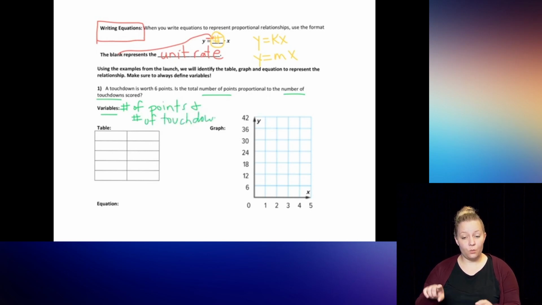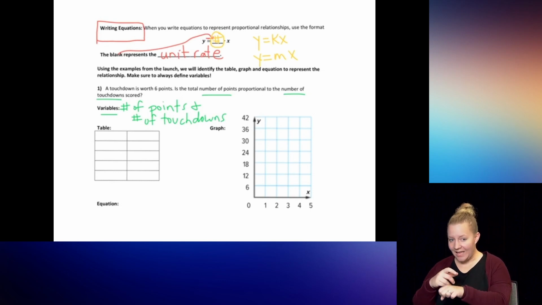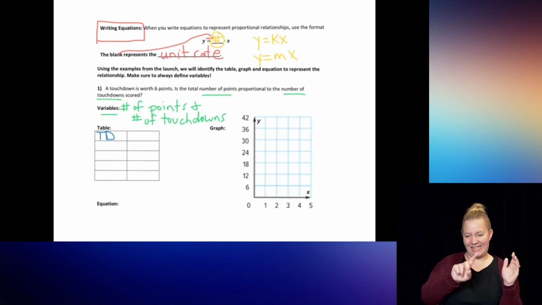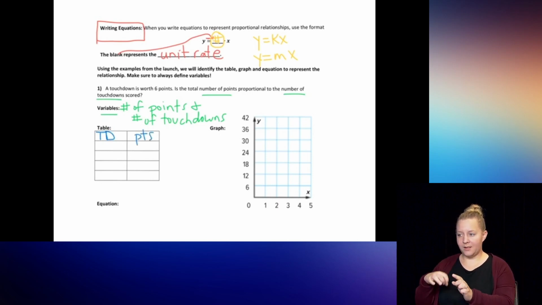When you're making your table or your graph, you have to think about the order of which one would come first. Do we score points first and then get touchdowns, or do we score a touchdown and then get points? You may not be familiar with football, but hopefully you know that first you would do the touchdowns, so I'm going to abbreviate that with TD, and then you would earn points based on those touchdowns.